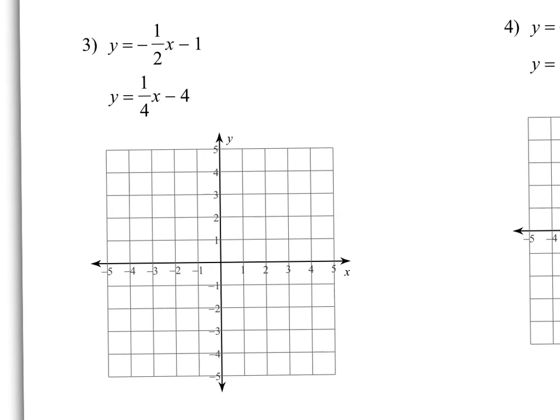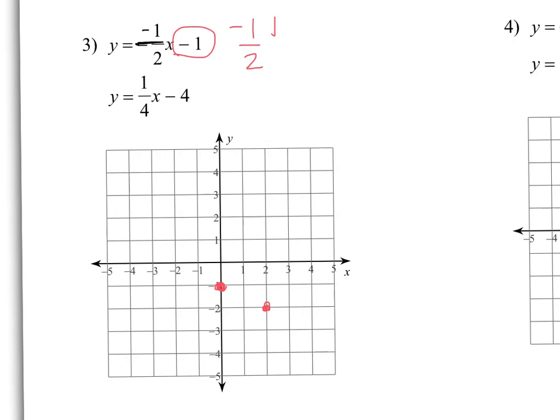On number 3, I noticed the negative right away, so I'm going to extend my line and take the negative to the top. My y-intercept is negative 1, so I'm going to make a mark. And my slope is negative 1 over 2, which directs me down 1 to the right 2.